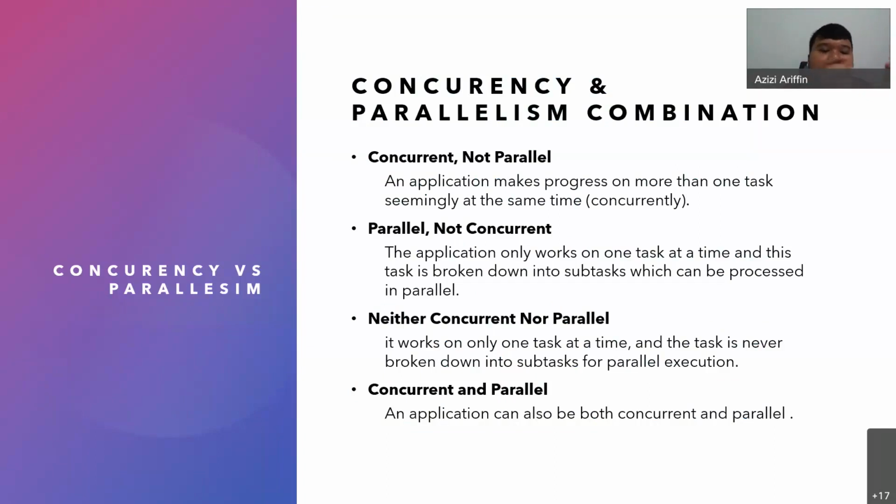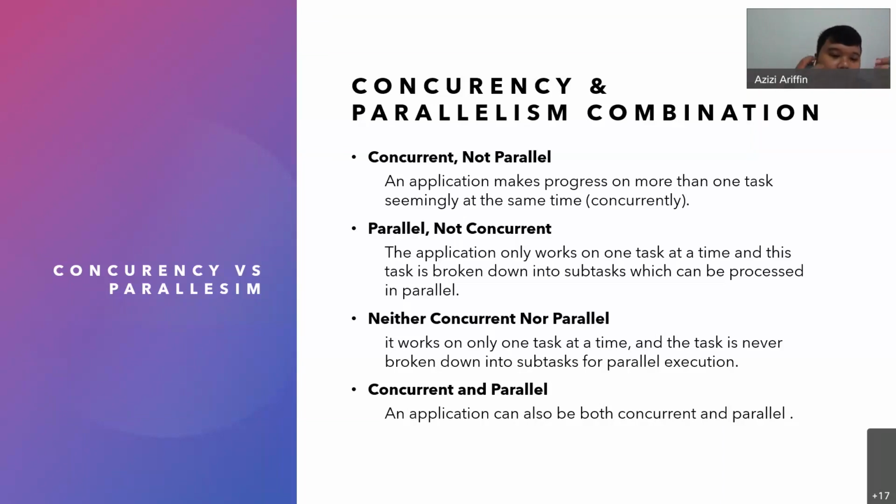Right? And we also have parallel but not concurrent. So the application only works on one task at the same time. This task is broken down into subtasks which can be processed in parallel. So this is where we do not do multi-process or multi-thread, but we have more than 2 CPUs.